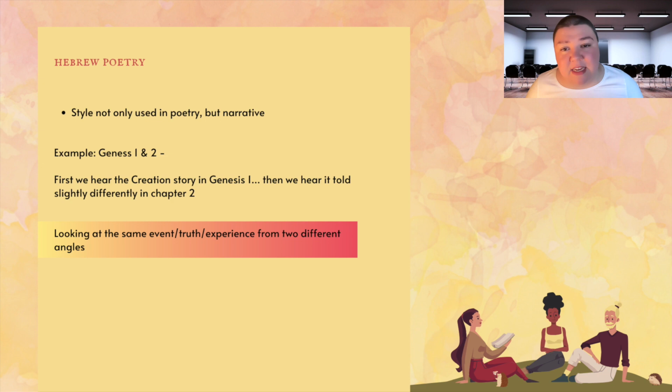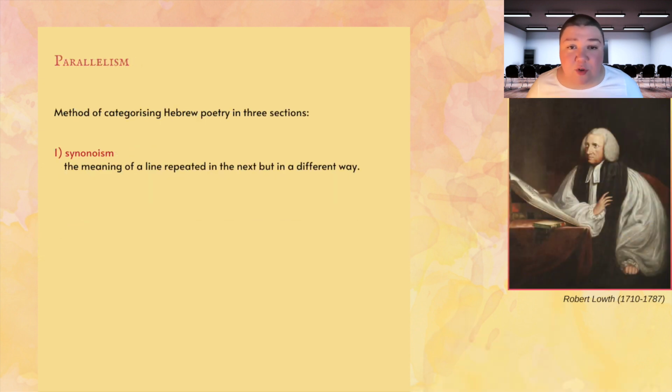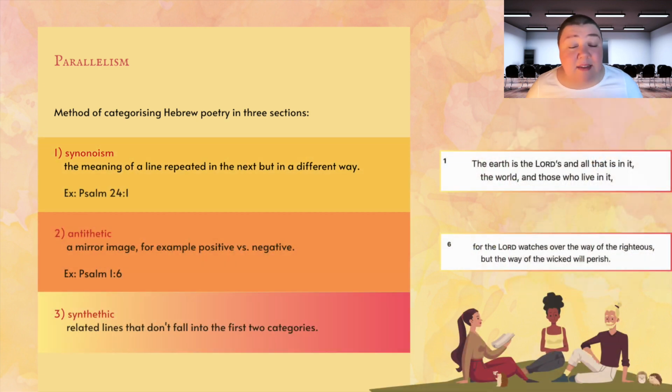In the 18th century, a bishop and Oxford professor called Robert Lowth wrote extensively about how to understand Hebrew poetry, and he dubbed this approach parallelism, which is what we've talked about, parallels between lines. He broke this down into 3 categories: synonymism, the meaning of a line repeated in the next but in a different way. An example can be found in Psalm 24:1.